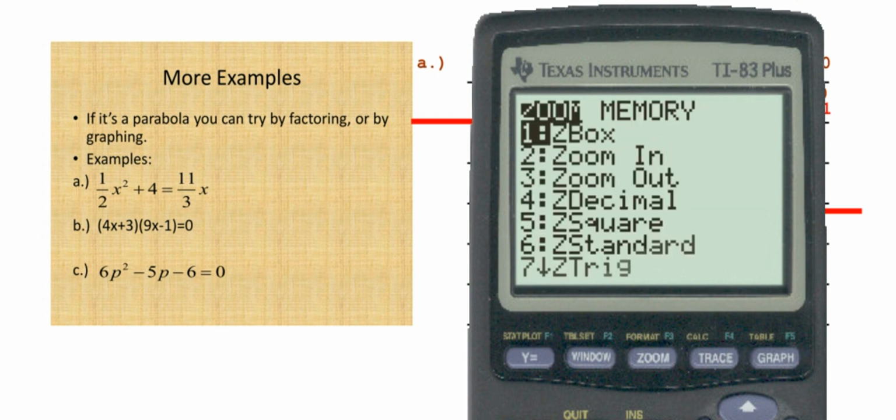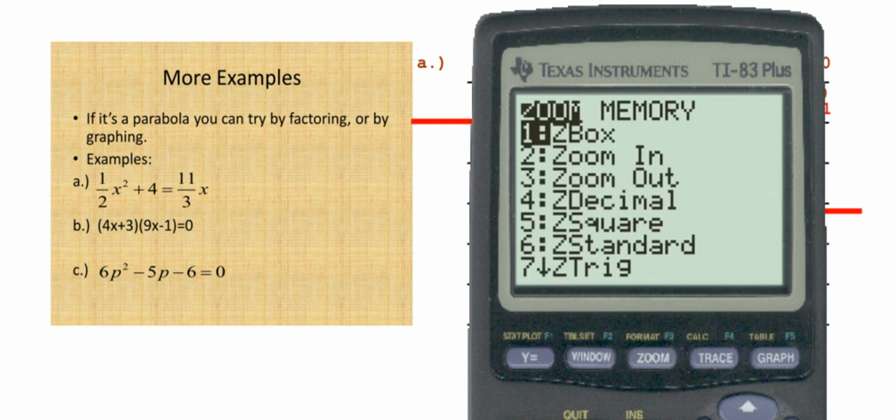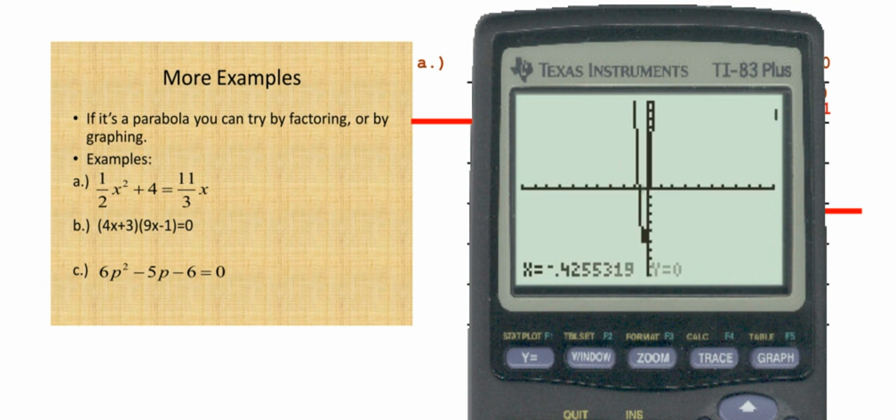So go to zoom and do a zoom standard, option number 6. And we can sort of see where they intersect, right? Let me try zooming in to make it a little bit easier to visualize. Zoom, and let's see, I'll do a zoom box once again. I'll move my cursor so I can see. There we go. Where I want to zoom into that area. I'll hit enter once there.